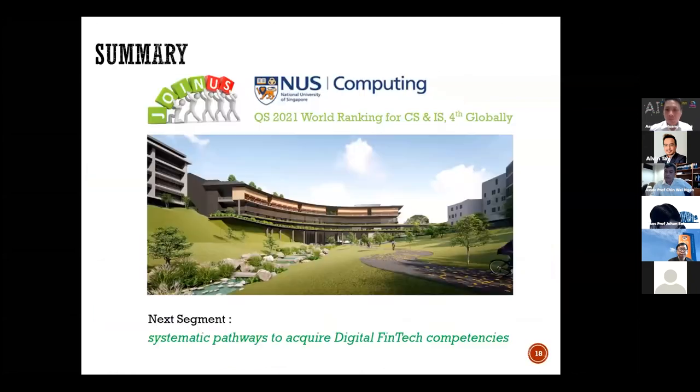And I hope later on when my colleague Kerwei introduces the MSc in Digital FinTech program, it will interest some of you. Here I gave a background of our Com Tree. This is the third building in the School of Computing that is still undergoing construction, but is expected to complete in August. Some of you who are able to join us will definitely be able to utilize this new building space.